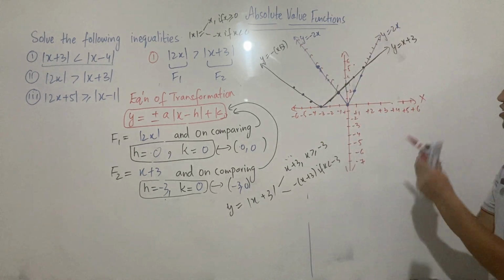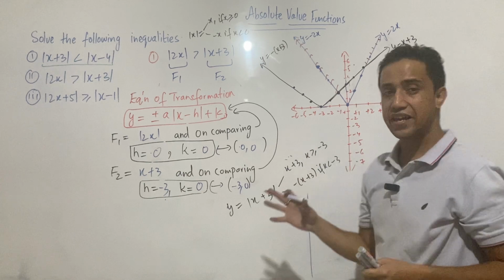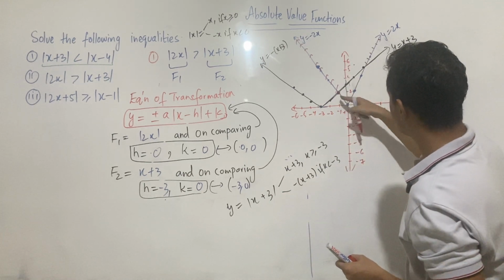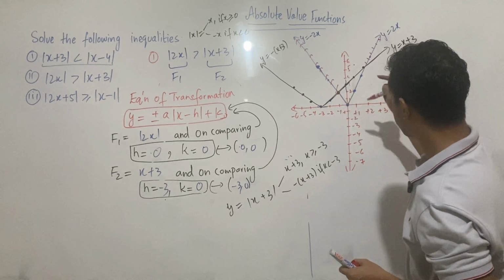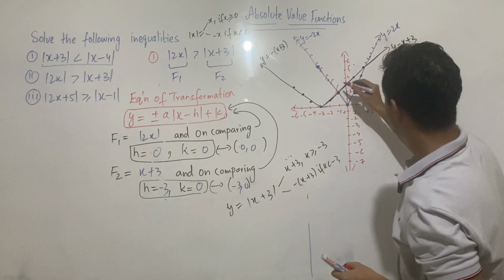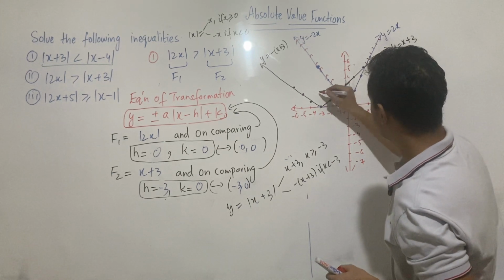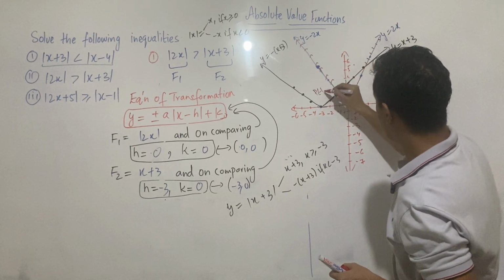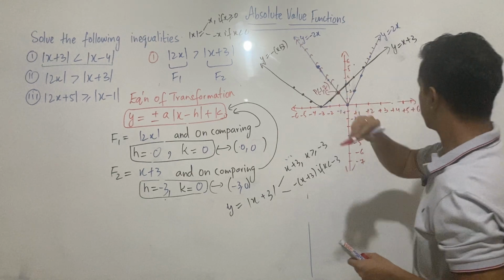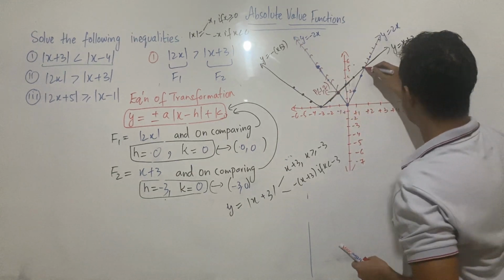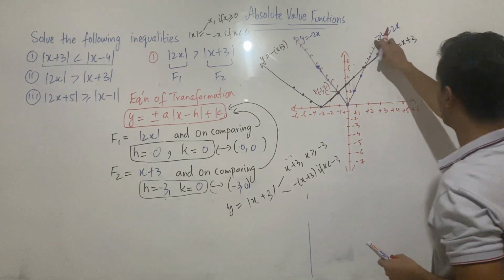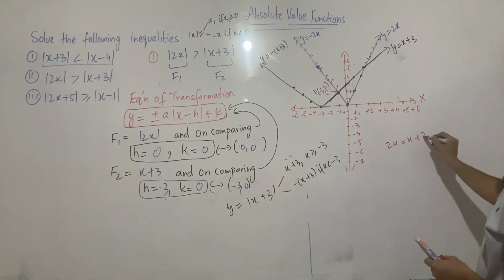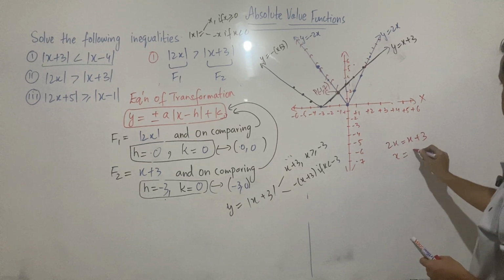Okay, so what we need here, we must have the point of intersection, right? We know this point of intersection is minus 1, 2. So I can say this point P is minus 1 and 2, right? We have to find this other point of intersection, so equate both these lines. 2x equals x plus 3 means x equals 3.